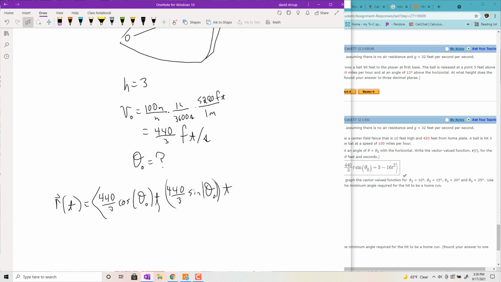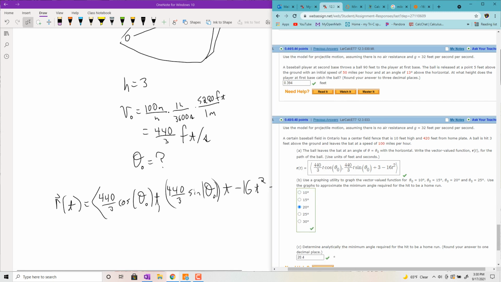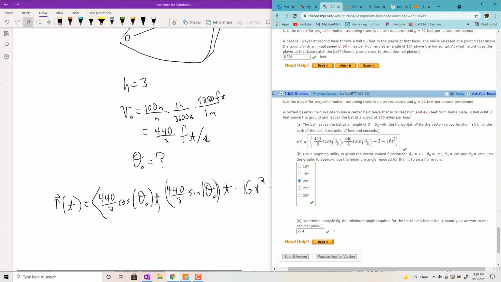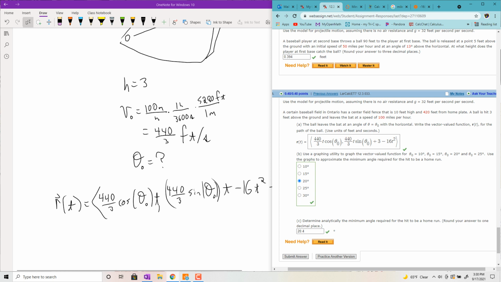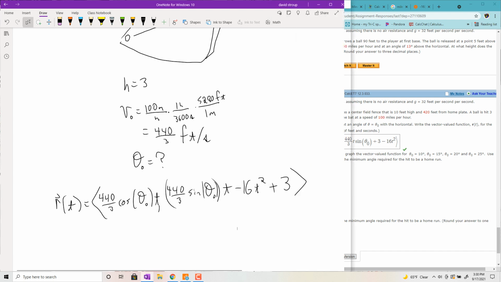And then, minus the 1/2 gt squared, so 32 over 2, negative 16 t squared, and then the initial height is plus 3. You don't necessarily have to put the terms in the same order as I did. Okay, so there's that. Use a graphing utility. I'm not going to use a graphing utility. I'm just going to get the answer and find which one's appropriate.